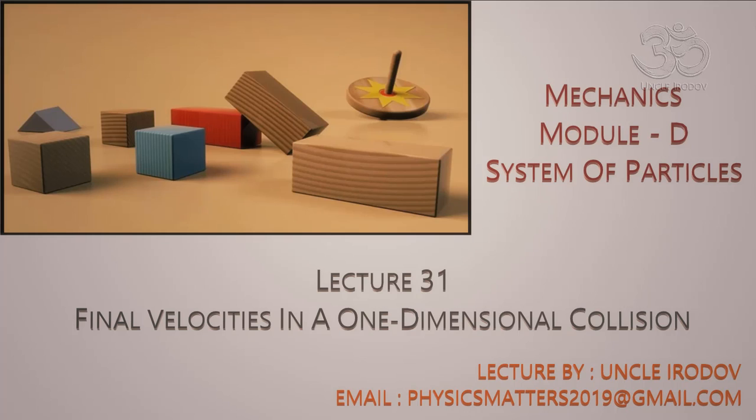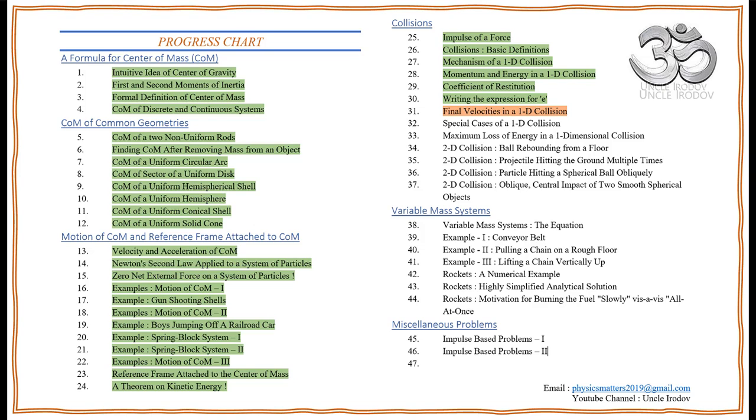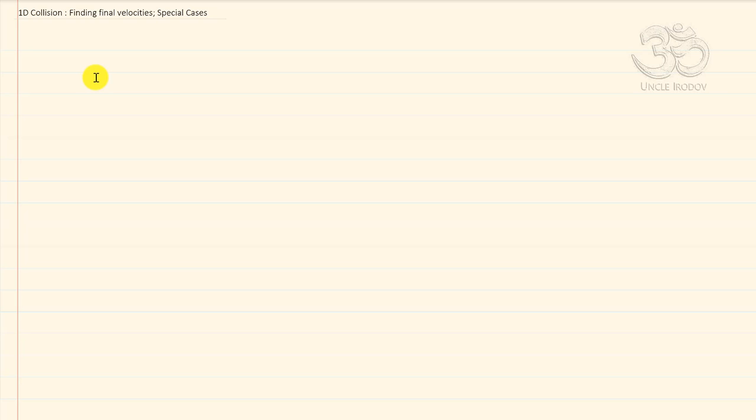So now, after seeing how the collision proceeds in time, let us go to our real problem, which is that if you know two objects which are undergoing the collision, and if you know their initial velocities, and if you know probably the value of e, can you predict what will be their final velocities? It's a very simple problem.